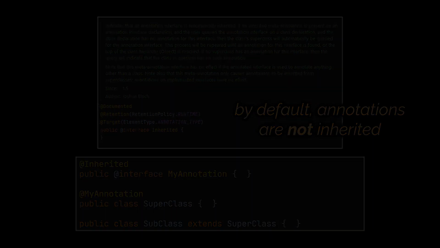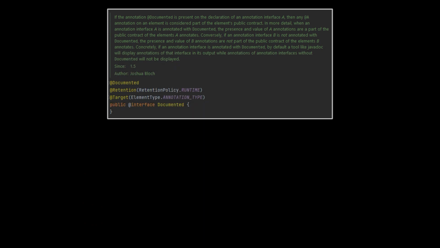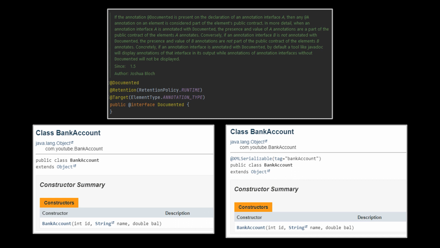Next is the @documented annotation. You will not be using this one often, but you should know it exists. It is used to signal to the Javadoc tool that your custom annotation should be visible in the generated Javadoc of the classes using that annotation. What you see is an example of the generated Javadoc in IntelliJ when we apply the @documented annotation on a certain annotation versus when we don't.